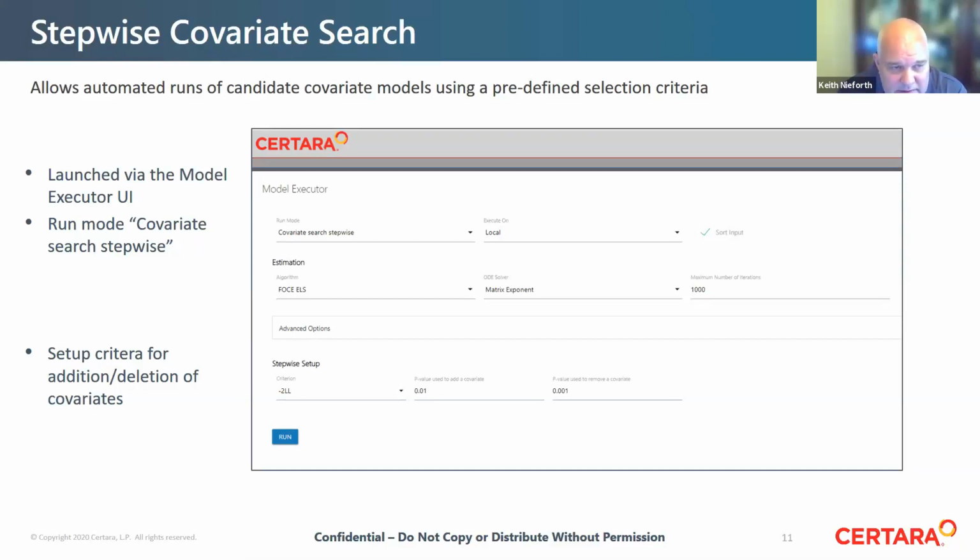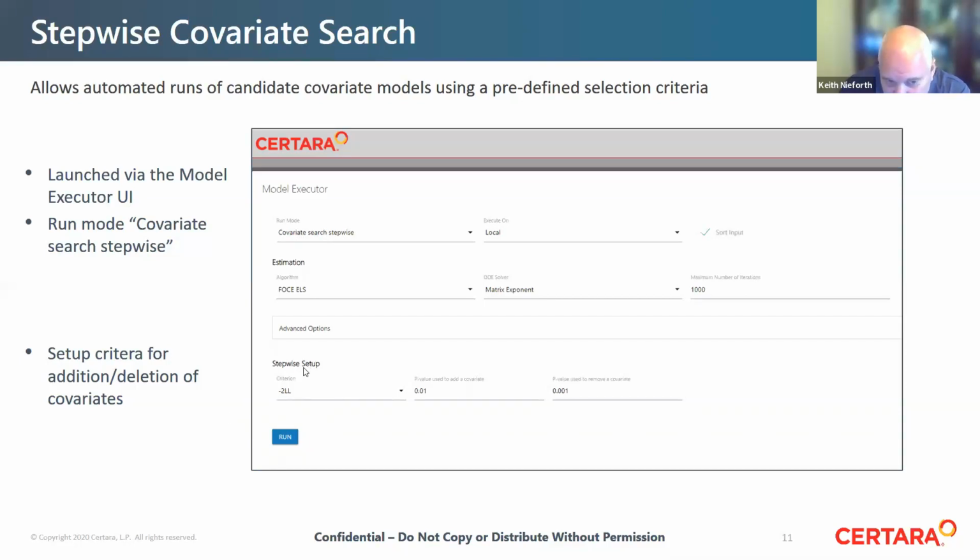For RsNLME, to save time, and stuff like this is available for other engines as well. We have a couple of automated covariate search algorithms. I'm going to take a look at the stepwise covariate search, and what this does is it basically automates runs of your candidate covariate models using a predefined selection criteria. So you launch this through the model executor UI by selecting covariate search stepwise.